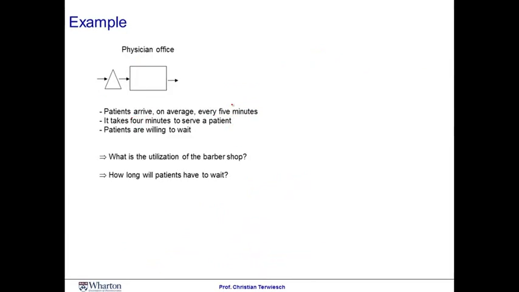Let's look at another example. Here is another doctor's office. Same thing, same process flow diagram, and a patient arriving every 5 minutes. So 12 patients arriving per hour. It takes this doctor, however, only 4 minutes to serve the patient. So our capacity is much higher, and the doctor can have a capacity of 15 patients per hour.